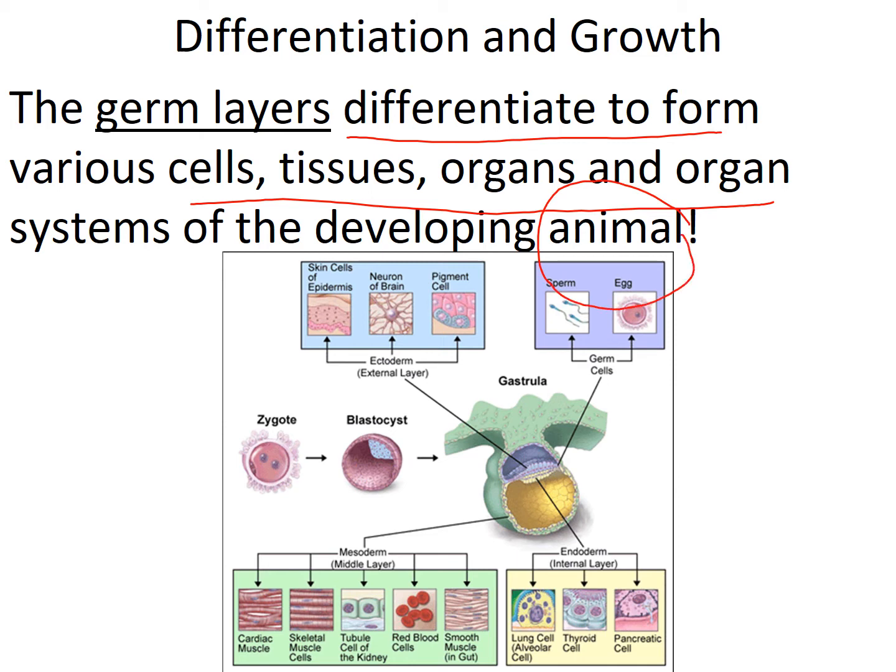So as you see here, the mesoderm is the middle. So that's the muscles, the cardiac muscles and the smooth muscles, the red blood cells. The endoderm, which is going to be inside, is your lung cells, your thyroid, the pancreatic, the stuff that's more inside. And obviously your ectoderm is the skin cells, and all this came from a sperm and an egg fertilizing.